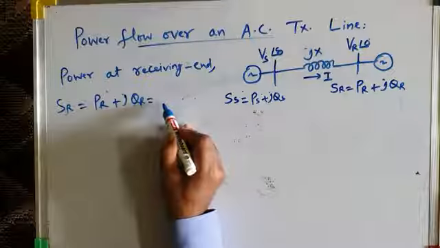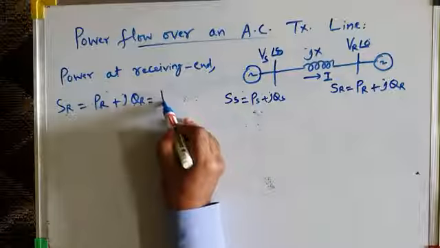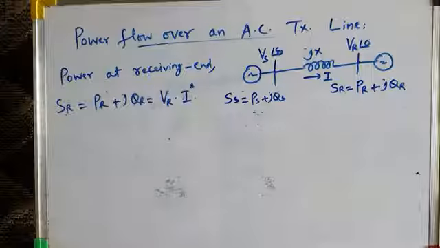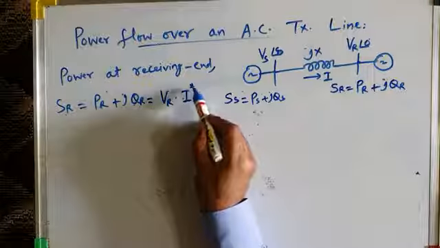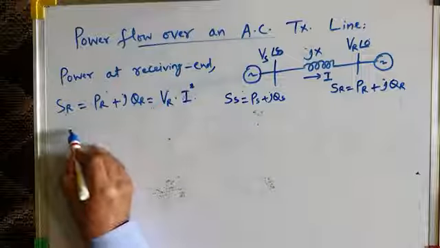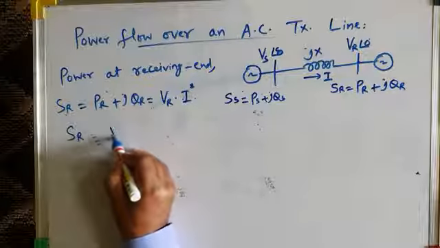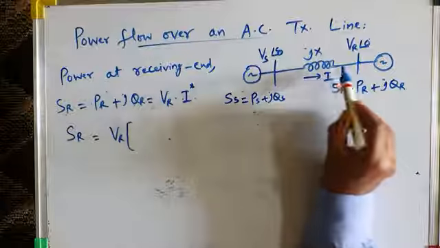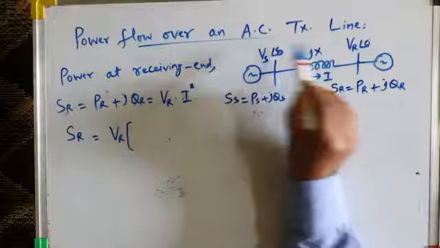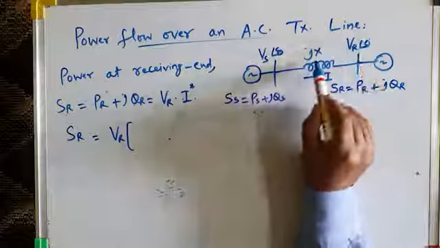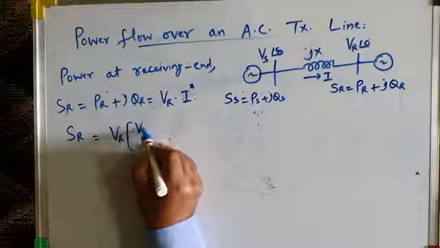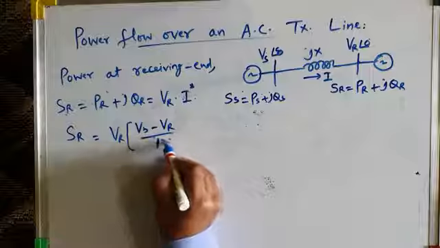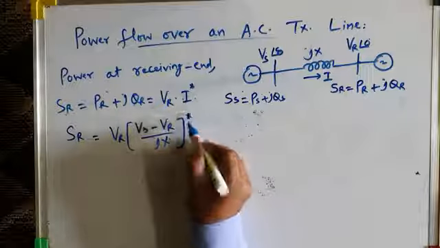In terms of voltages and currents, that is given by receiving end voltage Vr multiplied by the complex conjugate of the current, I star. I star means complex conjugate of the current. So Sr is also given as Vr times I star, and if you see the current over this transmission line, it is voltage at sending end minus voltage at receiving end divided by the line reactance. So it is Vs minus Vr divided by jX, complex conjugate.